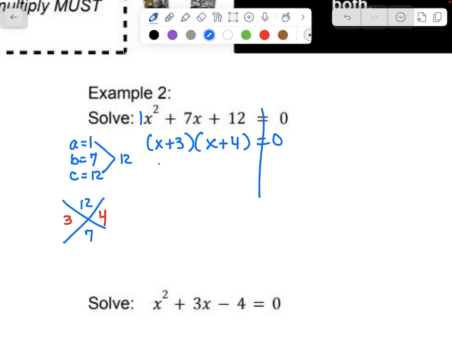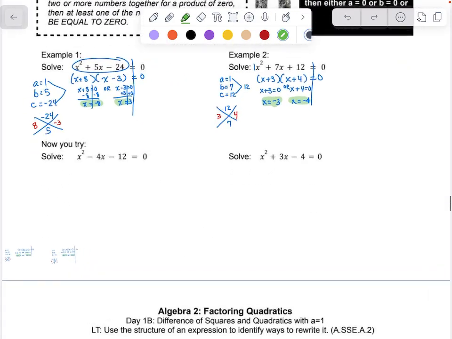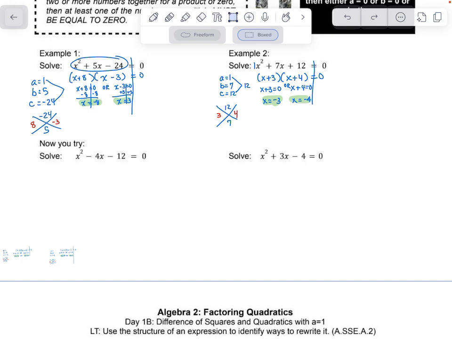And when two numbers multiply to give me a product of 0, I know that one of the numbers has to be 0. So either x plus 3 has to be 0, which means x would be negative 3, or x plus 4 has to be 0, which means x would be negative 4. And those are my two solutions. And again, if you were to graph that quadratic, you would see that it has x-intercepts at negative 3 and negative 4.